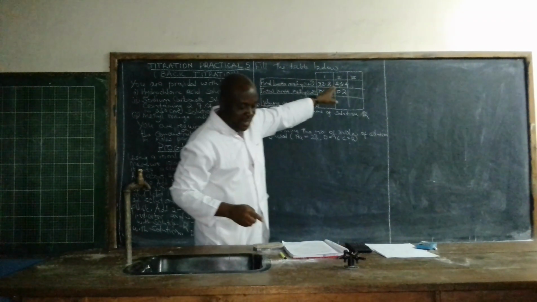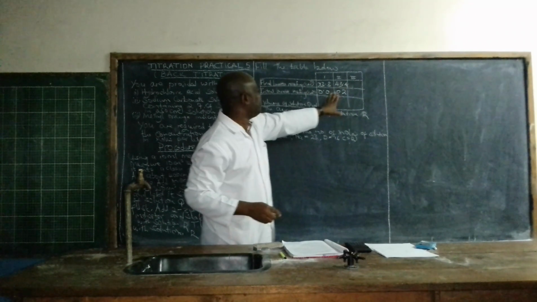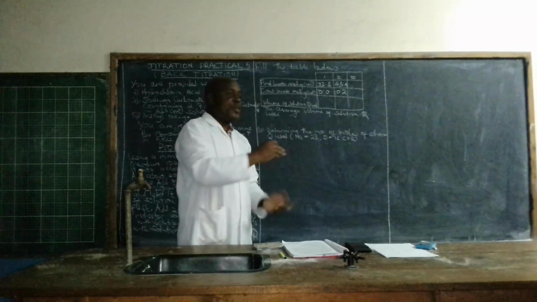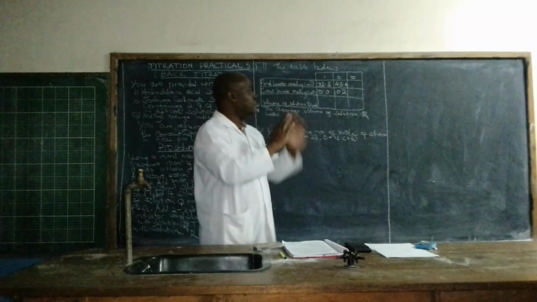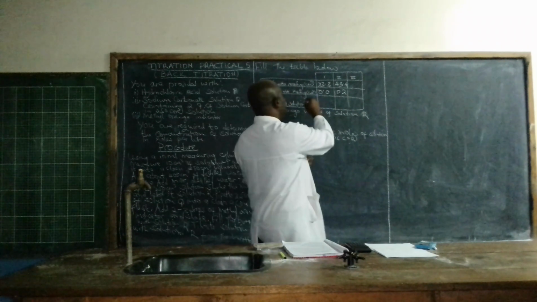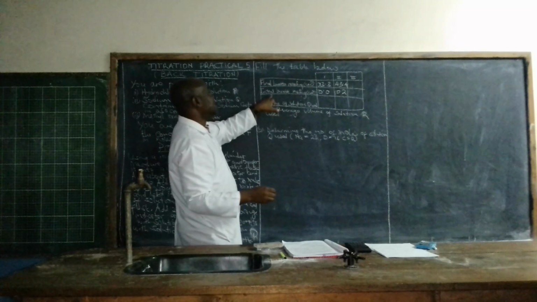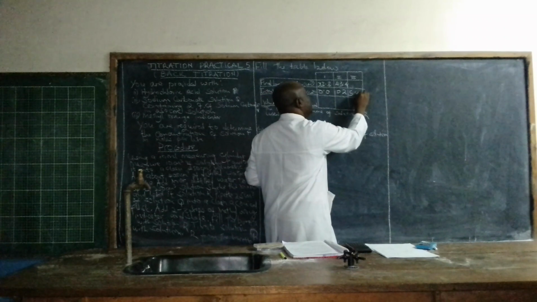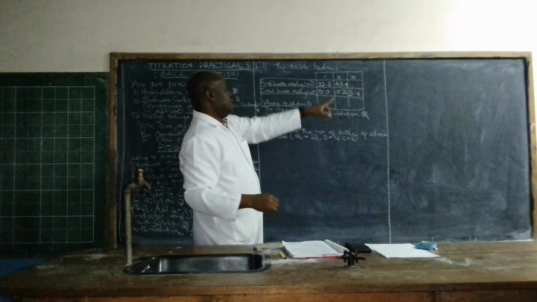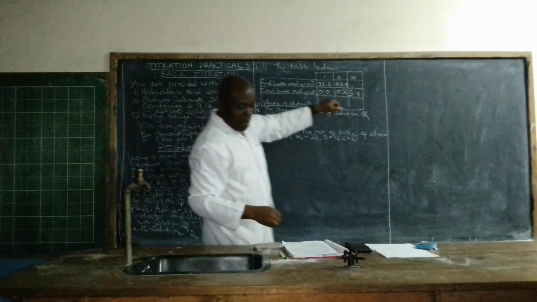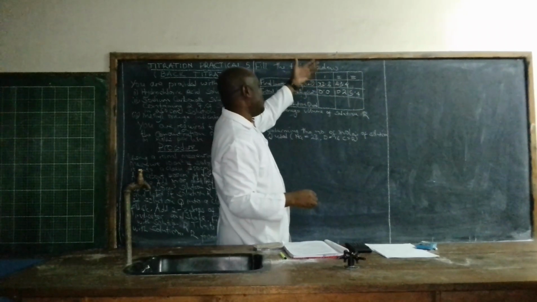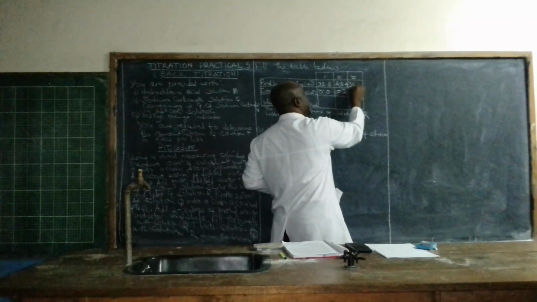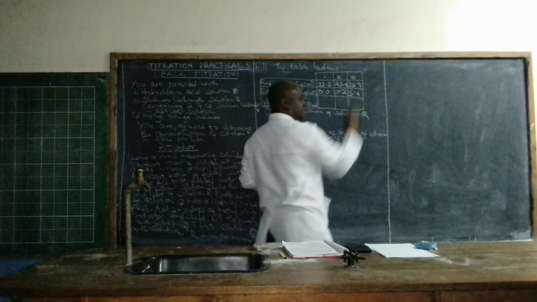Then we go to the third column. We assume now we fill the burette up to the 5.4 mark. So the 5.4 becomes our initial burette reading, and we record it here. Then from there, we assume we have titrated, and our solution changed at 8.9. We tabulate our results here.